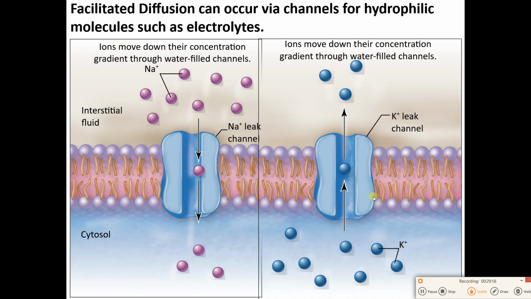Same deal for potassium. Here's a potassium leak channel. Allows potassium to diffuse from high concentration inside the cell to low concentration outside the cell. And these channels, these openings, there's going to be water in here, just like there's water outside and inside. And the ions are happily going through a watery channel, whereas the ions cannot go through this hydrophobic interior here.